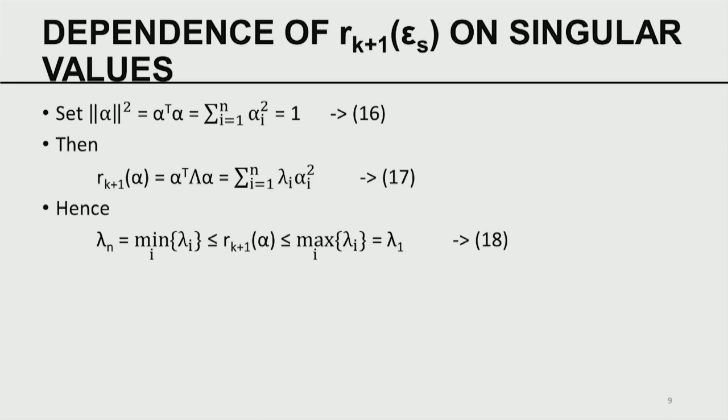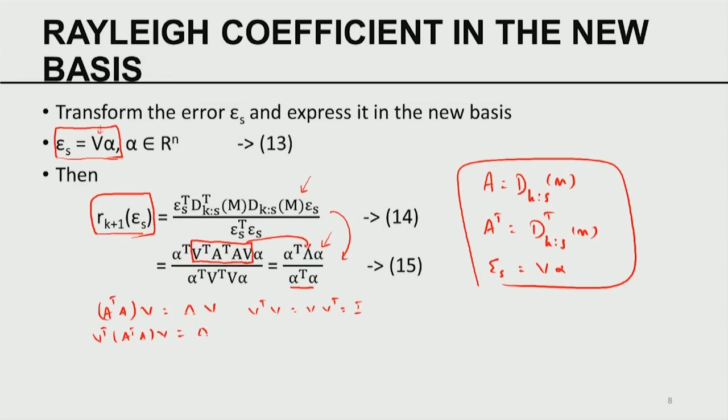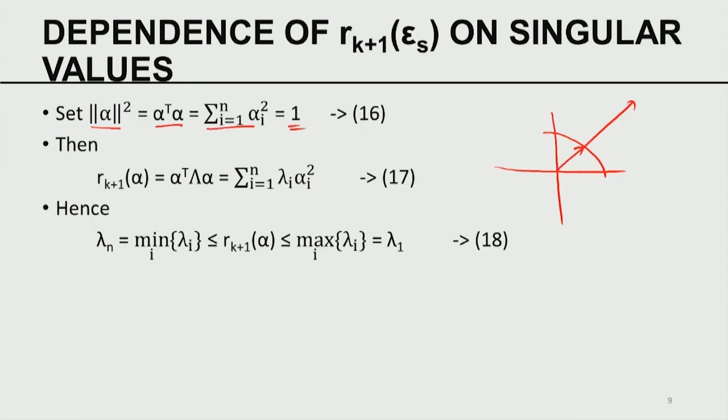Now, alpha is a vector. Alpha is any vector that is going to represent my epsilon s. So I'm going to now consider a normalized vector. The norm of alpha defined by this, I'm going to set to be 1. What does this mean? If I have a vector here, I can consider the normalized part of it. That is essentially a normalization. The direction is more important than the magnitude itself. That's the idea here. So I'm going to consider the ratio in 15 when I confine my attention to alpha unit vectors. That's the whole point of the game.